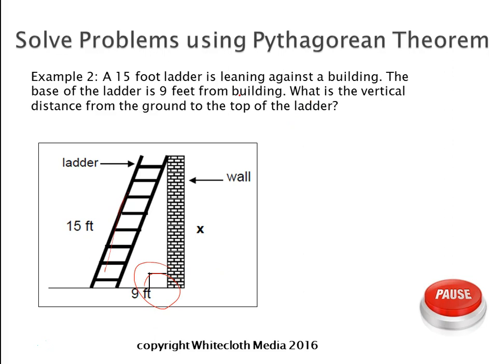Let's look at a few vocabulary words. The base. Where's my base? My base is down here, 9 feet from the building. Vertical. Vertical is up and down. Remember, if I have the sun coming over the what? Horizon. That's horizontal. So vertical is up and down. Horizontal is side to side. So what's the vertical distance from the ground to the top of the ladder?